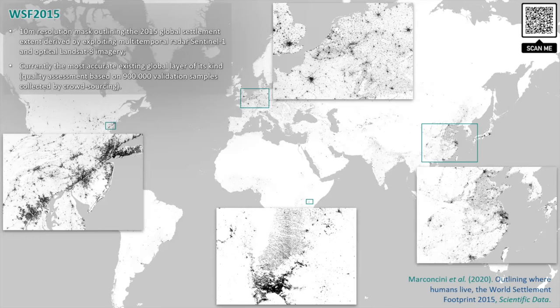And as you can see here from the picture, one can already have a feeling that besides the major centers, it's really detailed also in the suburban and the rural areas where still half of the global population is living. We really took care a lot of having a high quality product. And this layer actually really proved to be the most accurate existing global layer based on quality assessment, where we used 900,000 validation samples that have been labeled by crowdsourcing photo interpretation of very high resolution imagery. And the layer is available at the moment on the Figshare repository.